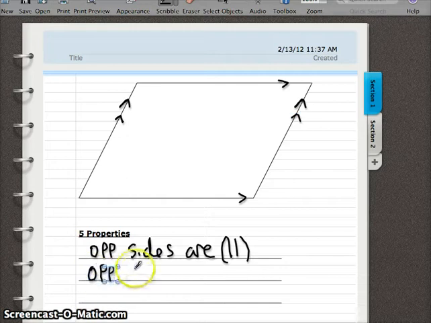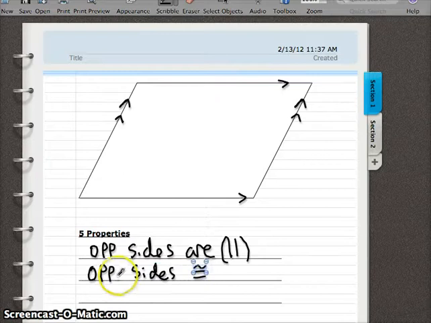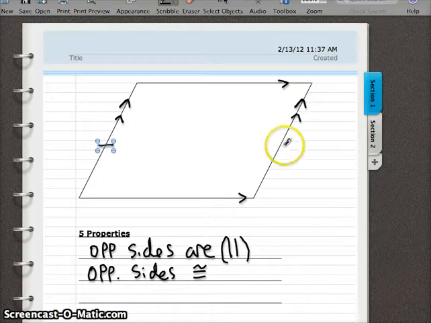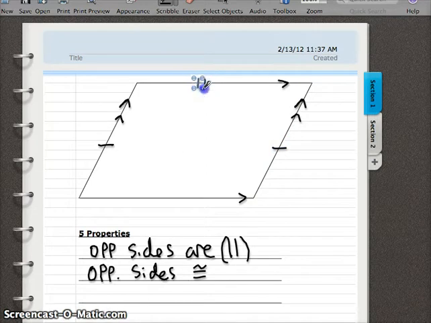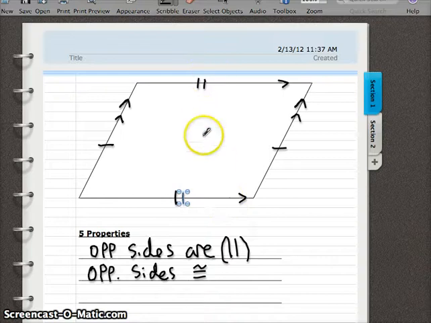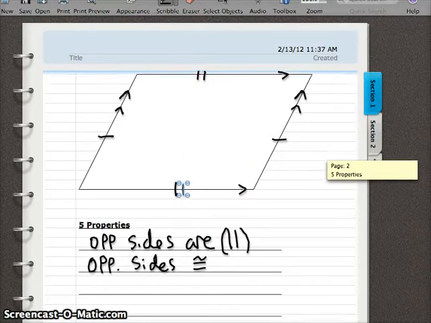Another thing about sides, since we're talking about sides, opposite sides are congruent. So this side, the length of that side, is the exact same as the length of this side. The same is true up here. This side is opposite this side, so they must have the same length. Now keep in mind that this length on the right is not the same length as this one on the bottom. But opposite sides are the same length. Okay? So make sure you get the difference there.